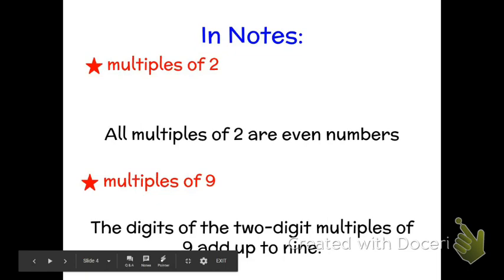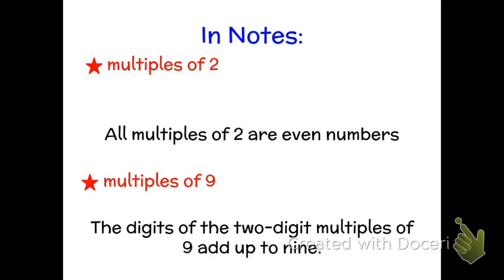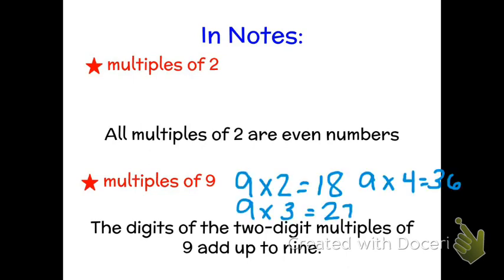For multiples of 9, the digits in the 2-digit multiples of 9 add up to 9. What that means is that if I had 9 times 2, that equals 18. The 2-digit multiple, 18, if I added each of these digits up, so 1 plus 8, that would equal 9. This works for all of the multiples of 9 that are 2 digits.